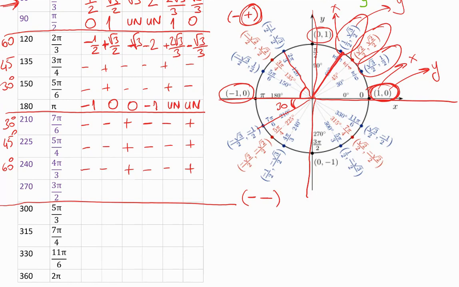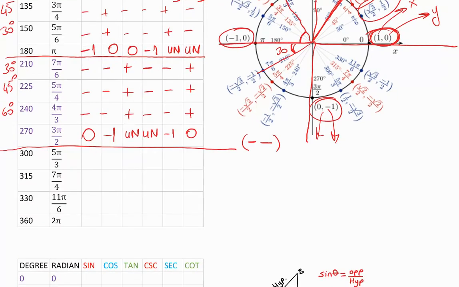How about 270? Here the x value is 0 and the y value is -1. When we use them to calculate, tangent will be undefined, secant will be undefined, cosecant is -1, and cotangent is 0. And I won't do the rest because it's the same idea, same logic.